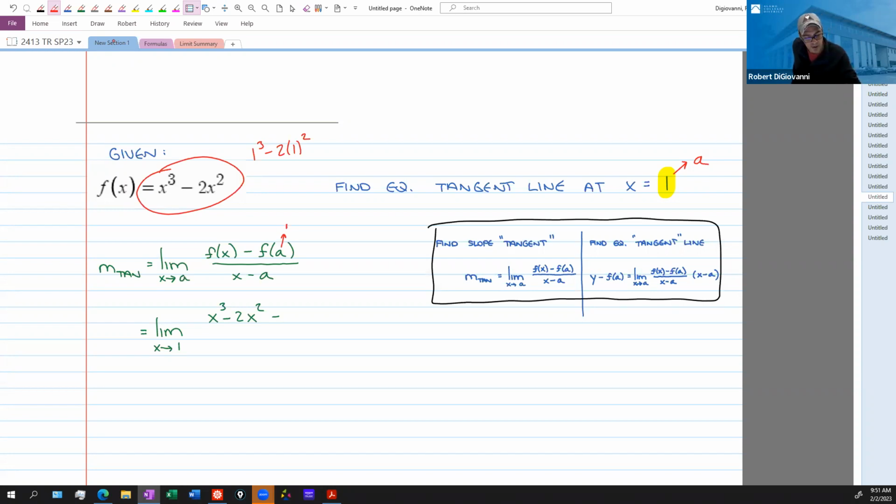So I am going to subtract, be careful here. I'm subtracting, see that minus sign? I'm subtracting from the f of x function whatever I get when I plug 1 into the function, which we just said was negative 1. So it's a double negative, which will become a plus. And then all of that is over x minus a, but again, a was 1. Y'all following this? Any questions?